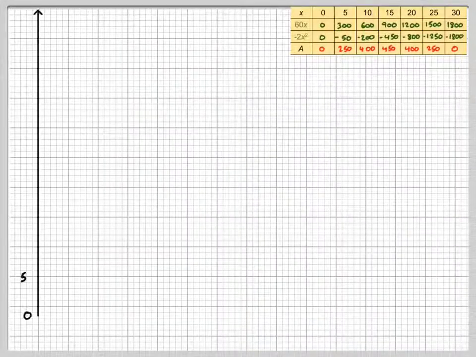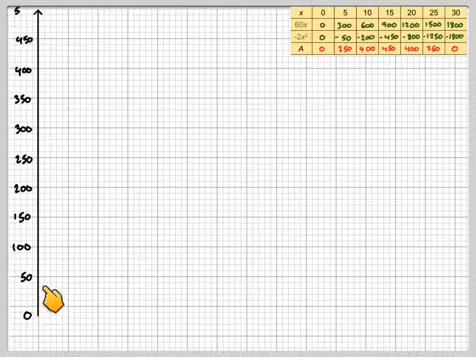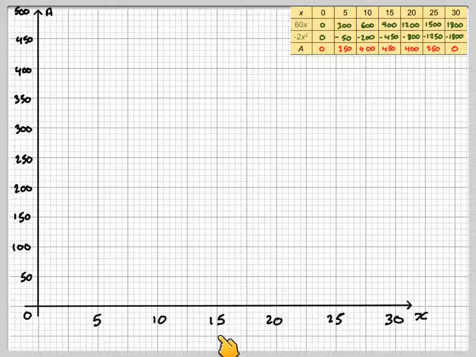So, drawing a set of axes, here I'm going to make each big square 50, going up to 500. I'm going to call this one A. Along here, we're going to go 5, 10, 15, 20, 25, 30 will be the x. And we're going to plot these points.